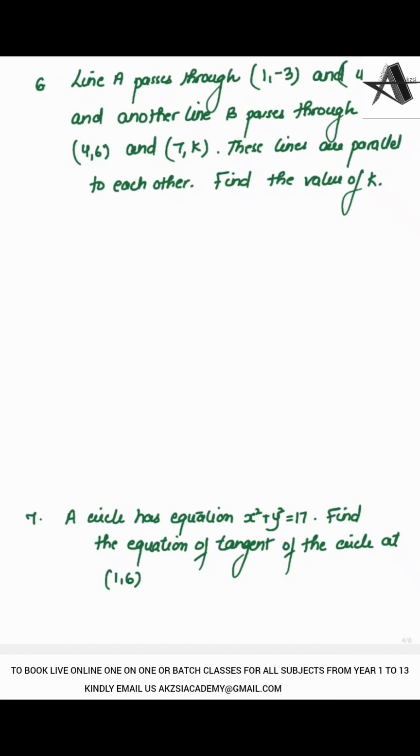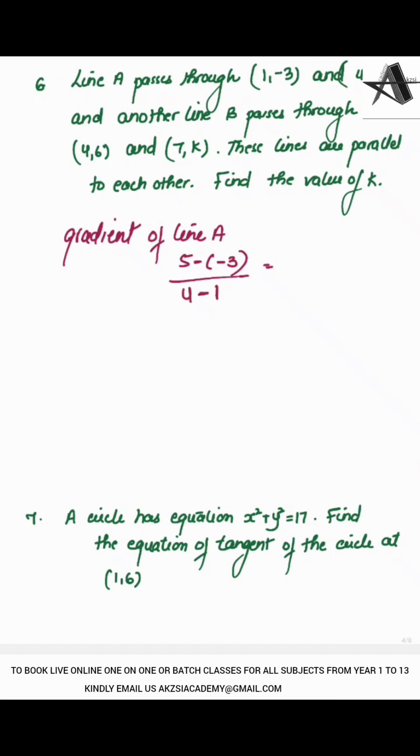Again, I'll be saying for the parallel condition, the gradient should be equal to each other. So let me calculate the gradient of line A, which is by the same formula, y2 minus y1 over x2 minus x1. So y2 minus y1, 5 minus 3, over x2 minus x1, which is 4 minus 1.